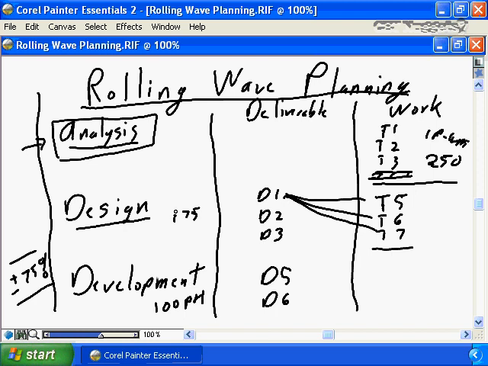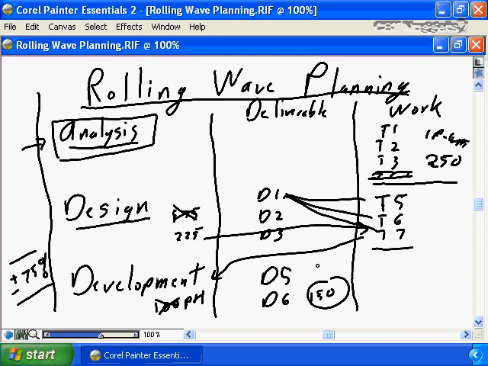And as you refine this, the design may not be 175. The design may, in fact, become 225 based on the detailed estimates. And based on that, you're able to refine that says development will not be 100. Based on this information, development is going to now be 150. Or maybe we should become more optimistic and say, based on this, development is going to be shorter and will only be 75.